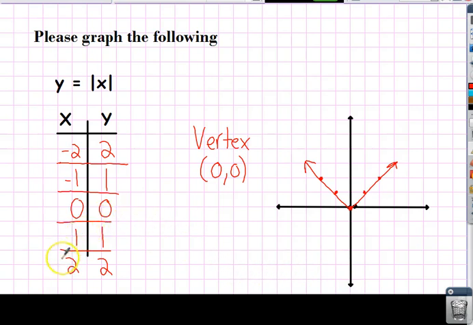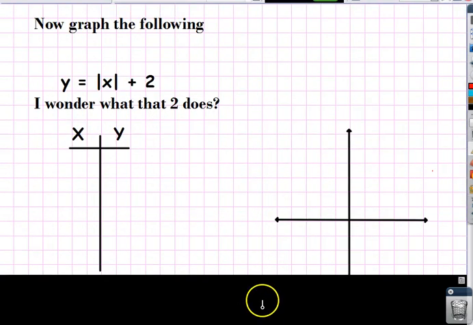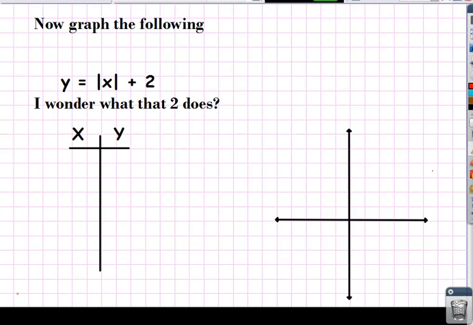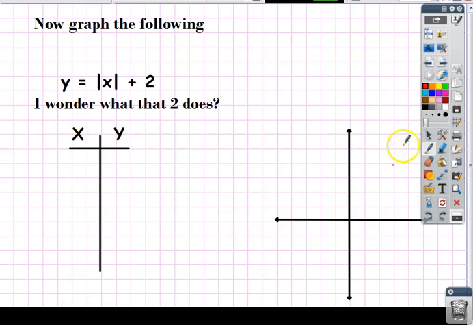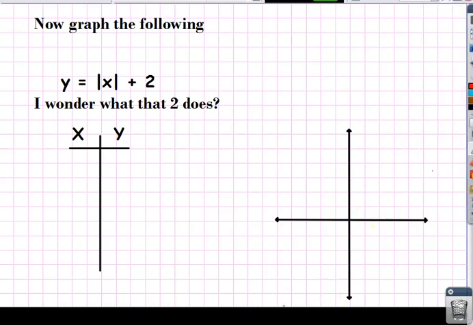So let's move on and let's shift this function around a little bit. So let's look at another graph here. So we're going to do absolute value of x plus 2. I wonder what that 2 does to my graph. So again, I'm going to pick a T-chart. I'm going to create the same points like I did. And then I plug them into the function.